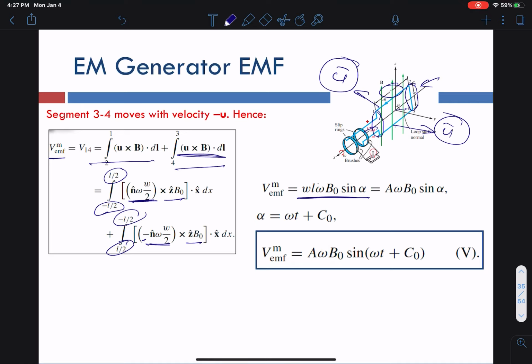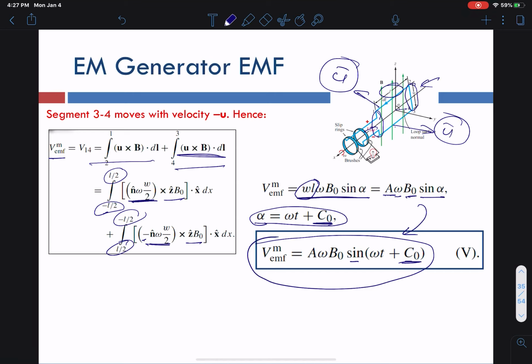Over here, W and L give you the area of the loop, right? And omega is the rotational velocity in radians per second, B0 is the magnetic flux density magnitude, and sine alpha involves the reference angle, all right? Alpha could be omega t plus 0. If you're not starting at 0 when time is 0, then you can have a reference angle C0 right here. So this can be written as A omega B0 sine of omega t plus C0. That's your motional EMF for a generator.